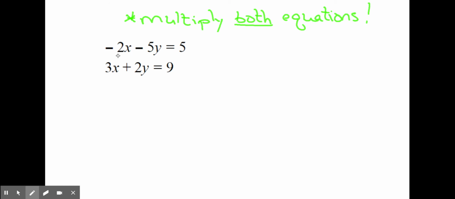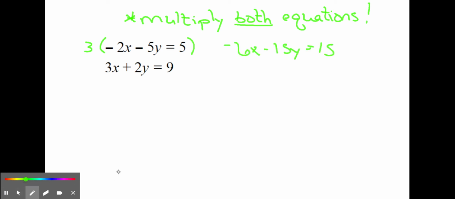So what would I multiply -2 by, or 2, to get 6? I would have to multiply the top equation by 3. Notice my signs are already different, so I don't have to manipulate the signs. So I'm going to multiply the top equation by 3. You tell me the resulting equation when the top equation is multiplied by 3. I got -6x minus 15y equals 15.